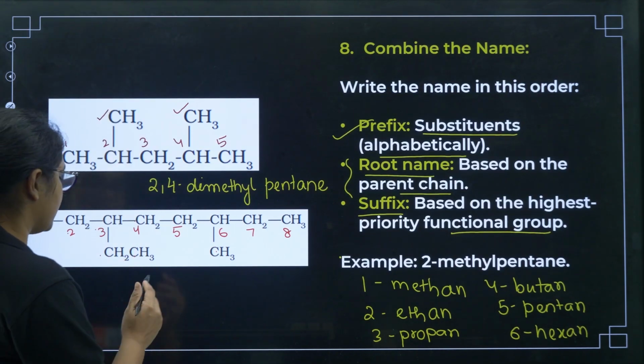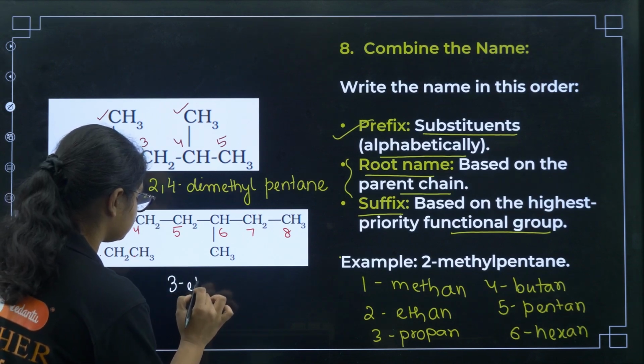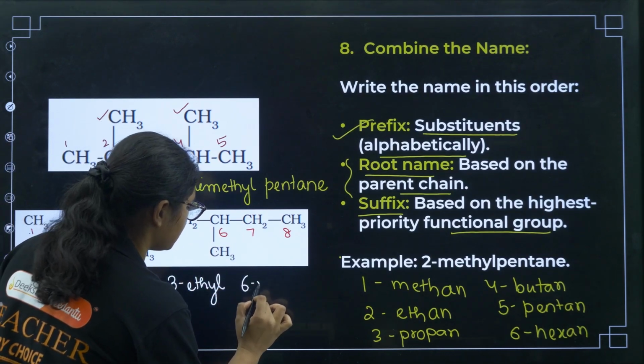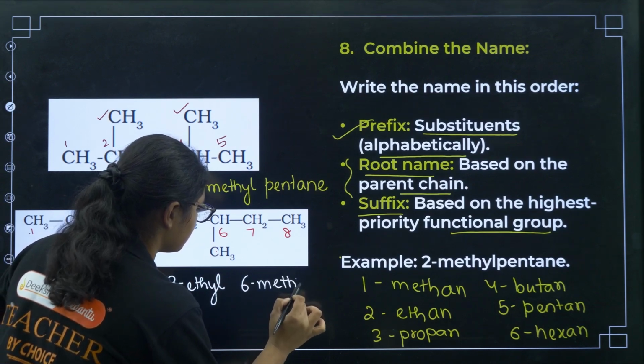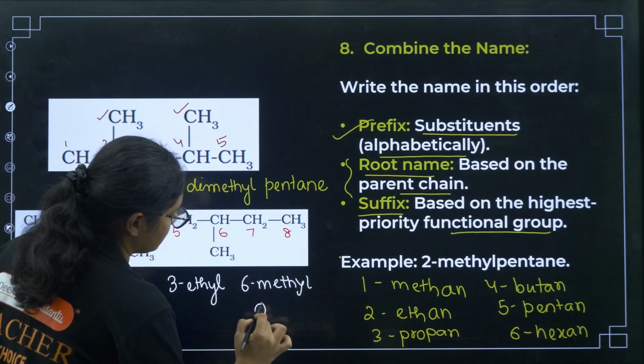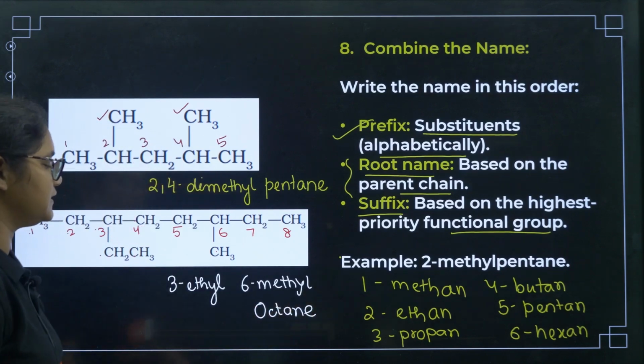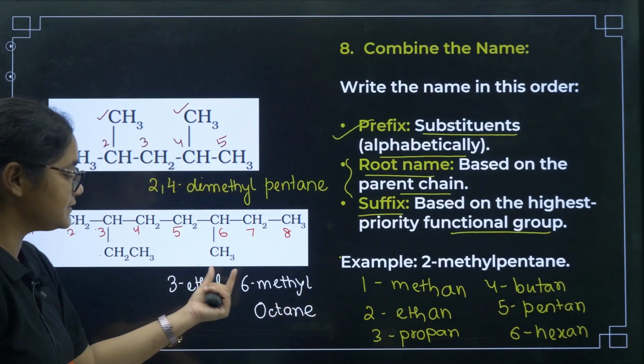Okay, so what I will get? 3 ethyl, then 6 methyl, and octane. 3 ethyl, 6 methyl, octane.